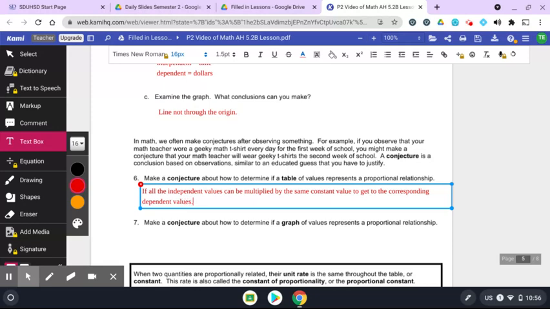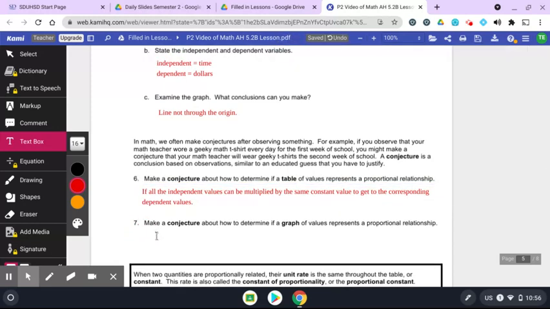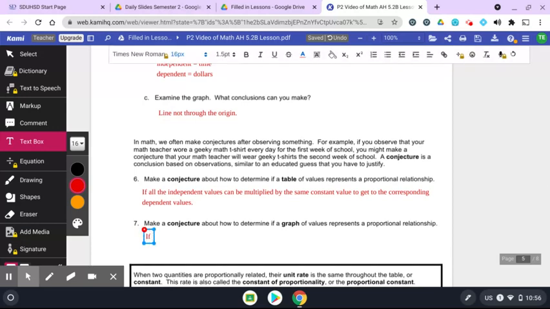Okay, what about a graph? A graph has to be a line through the origin. If the data forms a line through the origin.